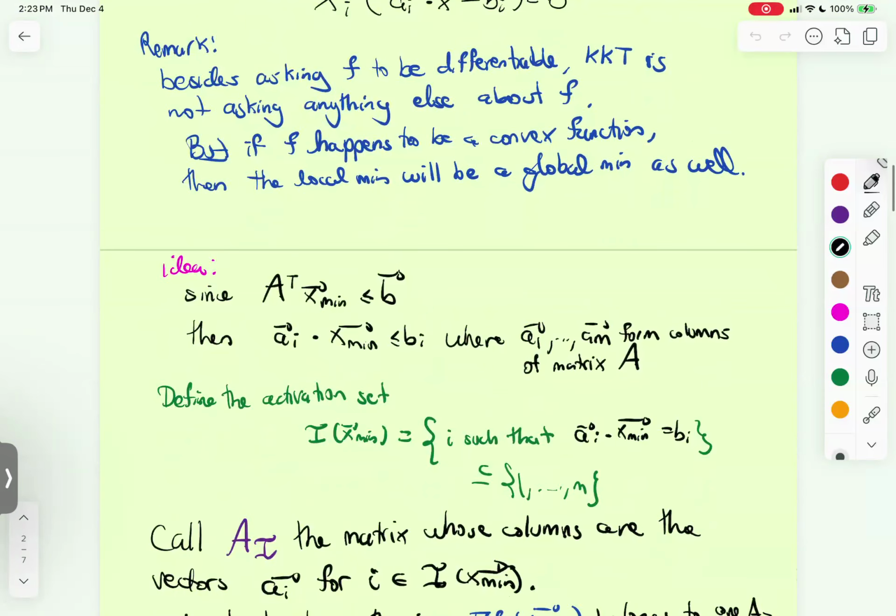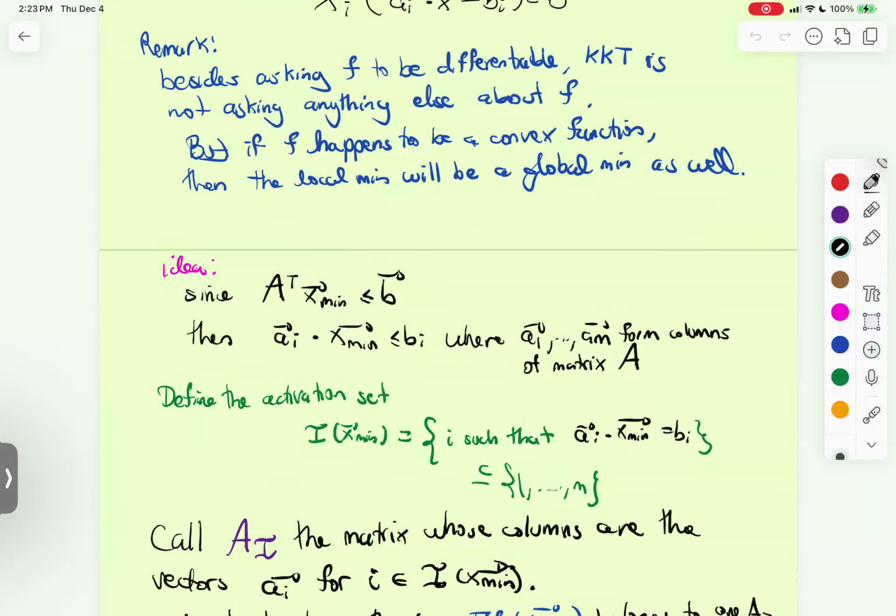Okay, so if you have the vector where the function has a local min, this point is in the convex set, so it satisfies the inequalities of the convex set. In practice, what does it mean? A matrix multiplication with the vector is a bunch of dot products. So it just means that all these dot products must be less or equal to the entries of this vector b.